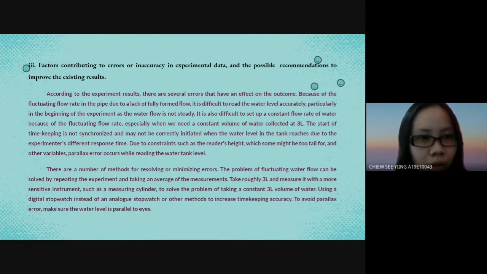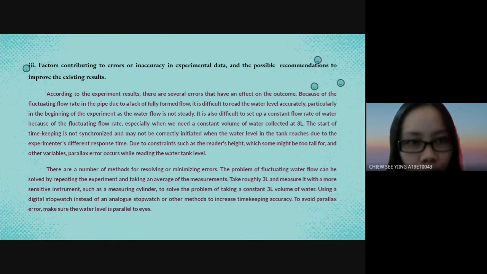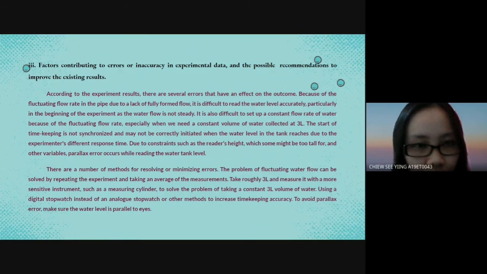Next, I will continue our discussion about the factors contributing to errors or inaccuracy in the experimental data and the possible recommendations to improve the existing results. According to the experiment results, there are several errors that have an effect on the outcome.